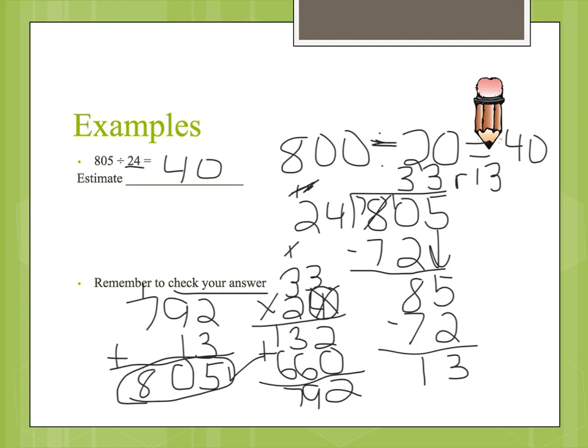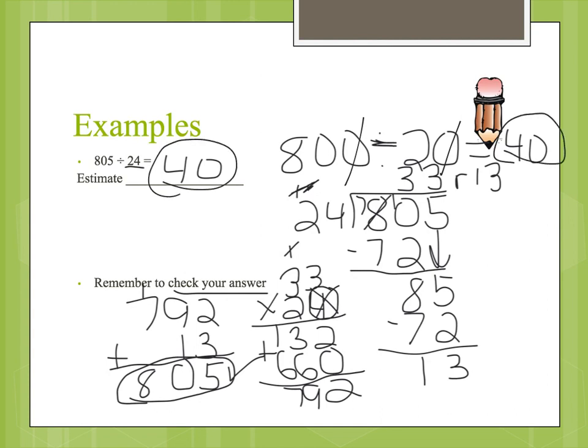Okay, here's another example. 805 divided by 24. I already did this one. I looked at my divisor, 24, and I rounded it down to 20. And then I said I need to look for a compatible number for 20. Well, I have to round 805 down to 800. So I said 800 divided by 20. Well, my zeros cancel for my divisor and my dividend. And now I look, 80 divided by 2 is 40. So my estimate is 40.